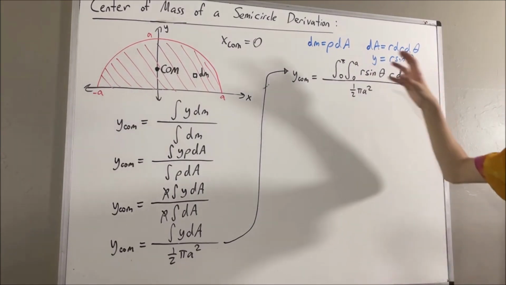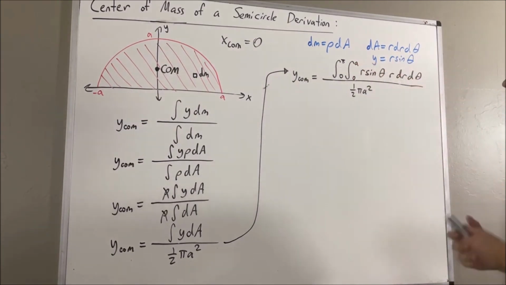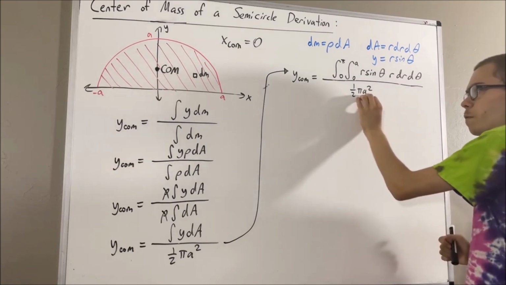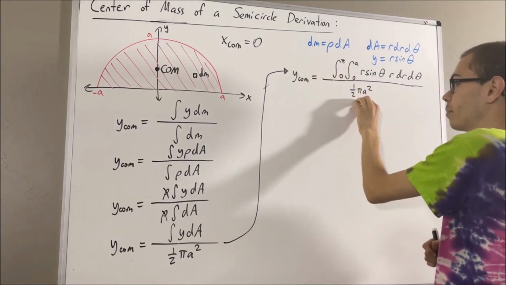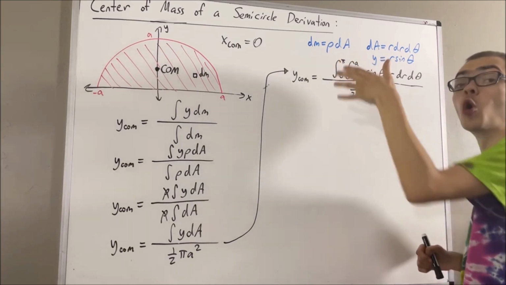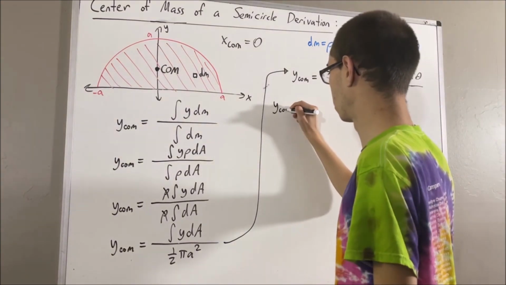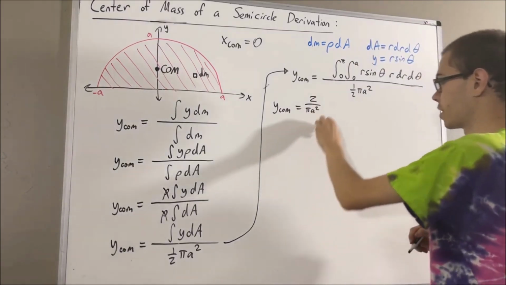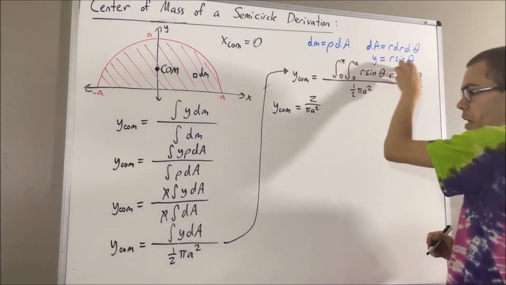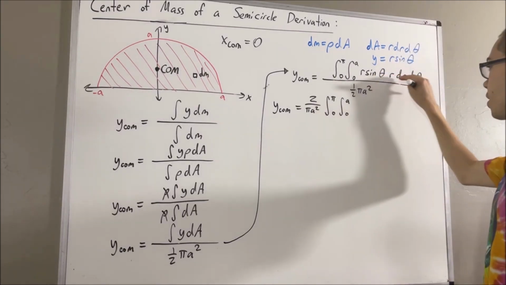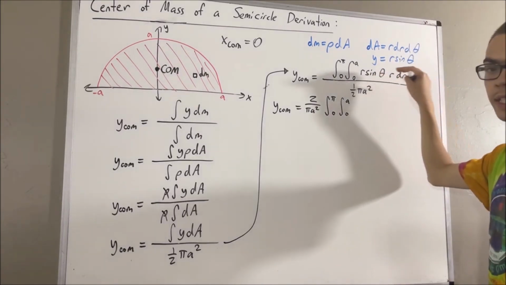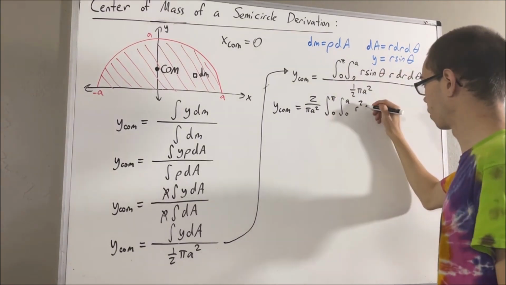So now, let's begin evaluating this. To start, I'm going to move this into the numerator. If we do that, we're rewriting this as 2 over pi a squared. We're just taking this and multiplying it by what we have in the numerator. This can be simplified down to r squared sine theta dr d theta.